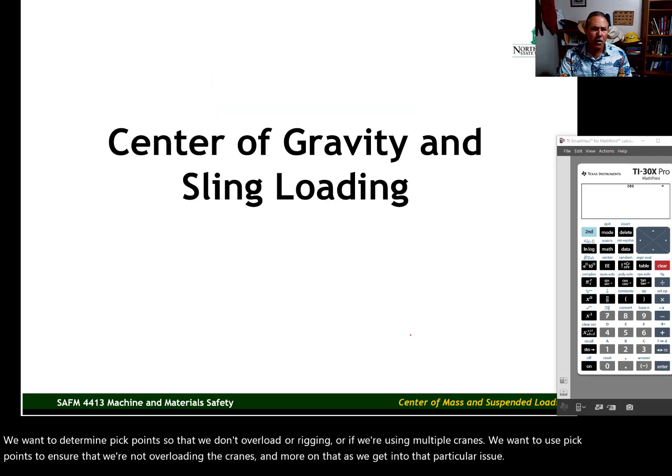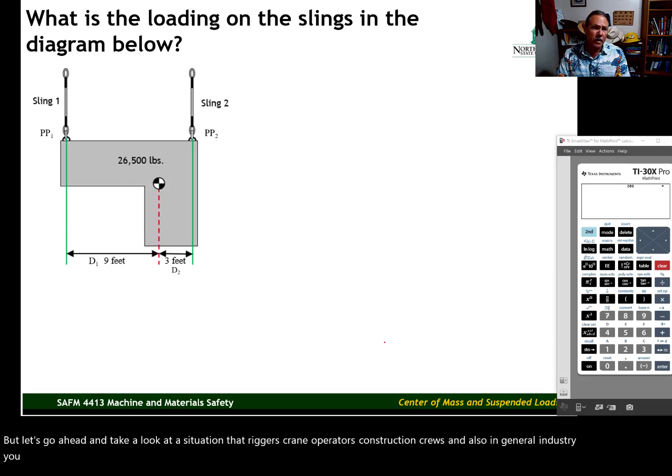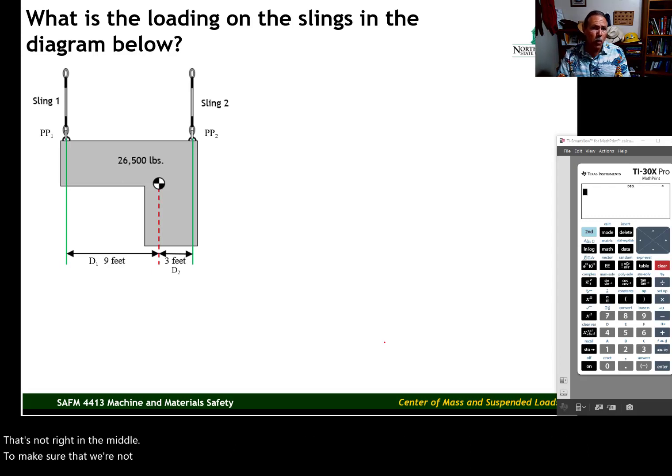Let's go ahead and take a look at a situation that riggers, crane operators, construction crews, and also in general industry you might run into occasionally. You see a load with an off-center center of gravity, an odd-shaped load with a center of gravity that's not right in the middle. To make sure that we're not overloading our rigging, we need to determine the amount of the load being carried by each of the two slings.